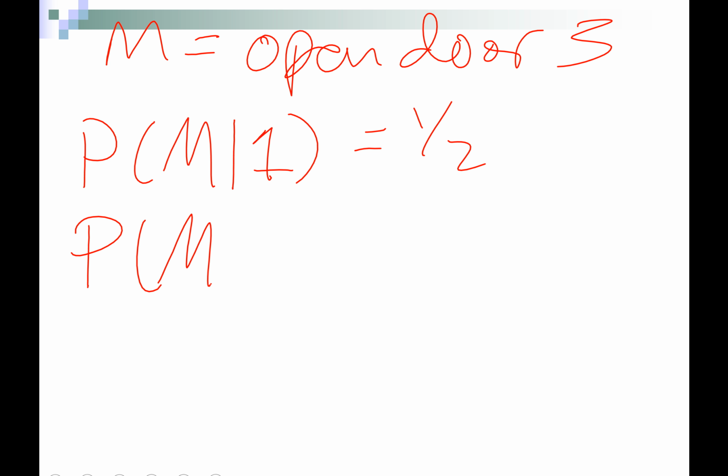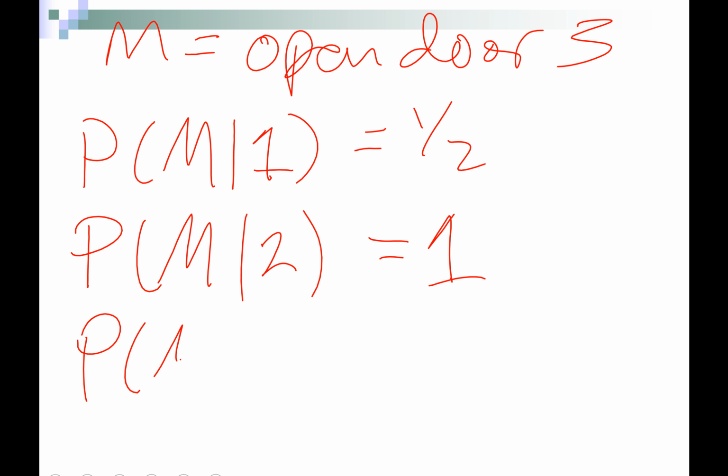So the probability that he opens door 3 given that the money's behind door 2 is what? So you pick door number 1, the money's behind door 2, probability that he's going to open door number 3 is 100%. Okay, and we can do the same thing. What's the probability that he opens door 3 given that the money's behind door 3? So if the money's behind door 3, he's not going to open that door. That probability is 0.